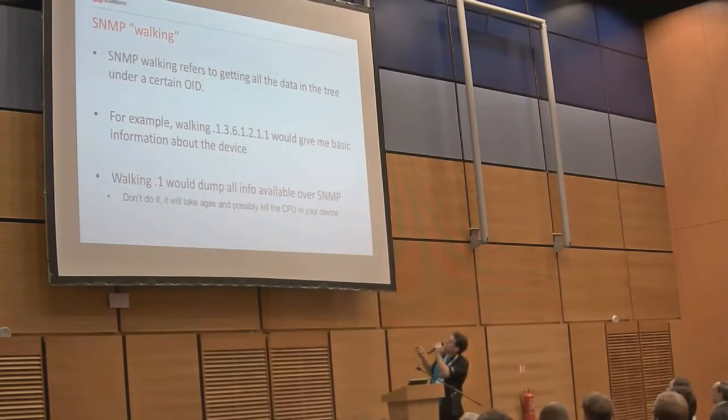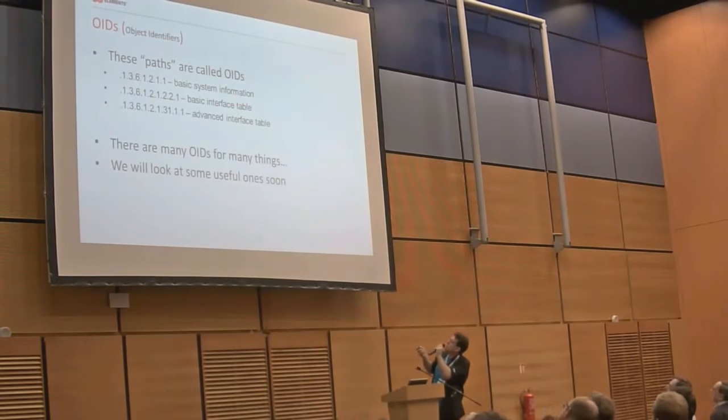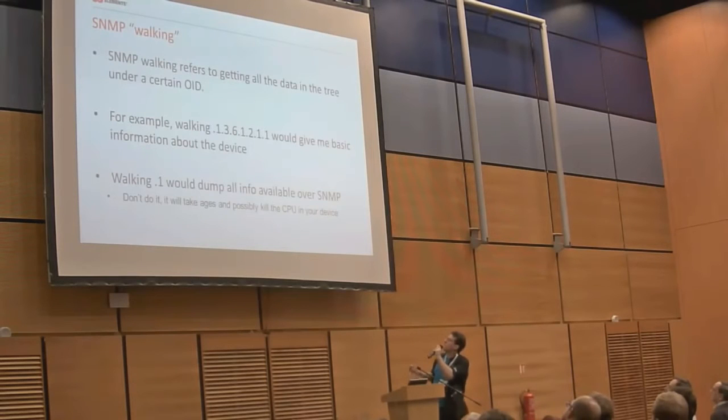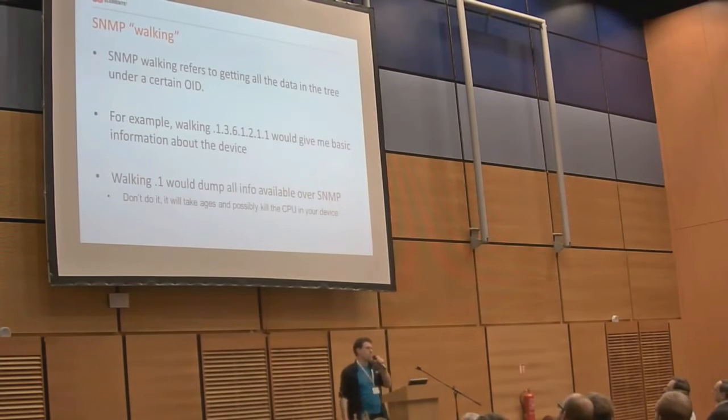For example, walking this OID would give me the basic information about the device, since we said that this OID is for the basic system information. So walking .1, which is the root of the tree, the most upper node, would dump all the available information from the device over SNMP. Don't do this, it will take ages and possibly kill the CPU in your device, since the whole SNMP tree contains a lot of information, possibly millions of records.